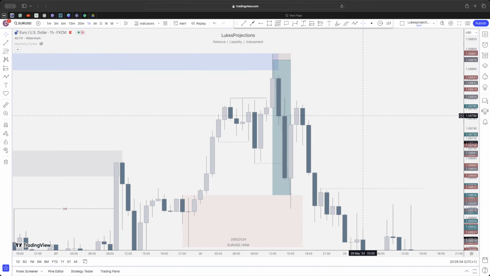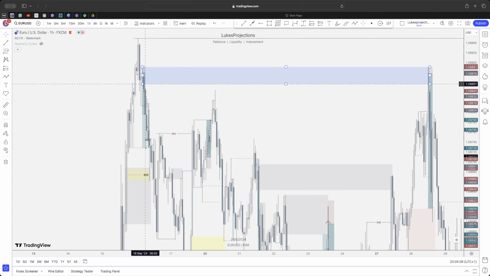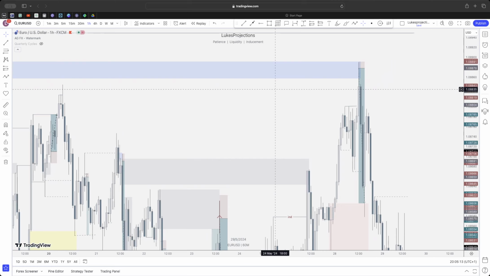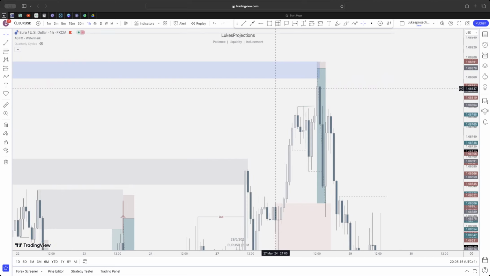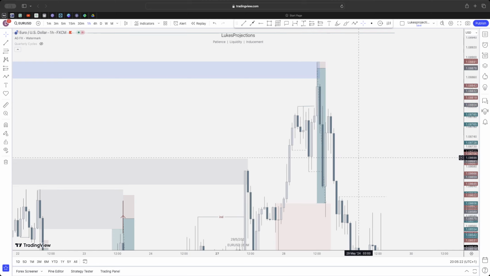What we're currently looking at is the 1 hour. There's an unmitigated POI over here. So it's a bit of an aggressive approach. I wouldn't be guessing where reversals are, but in this case, we understand that price is coming to a point where it's going to start looking for a reversal down to the first point of liquidity.